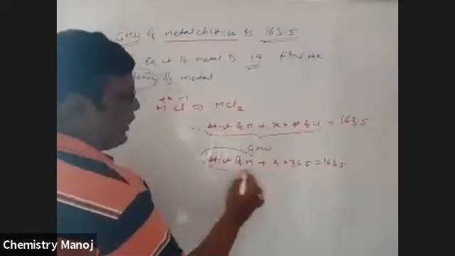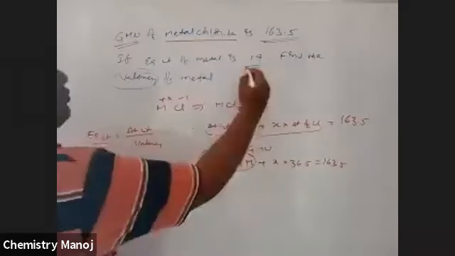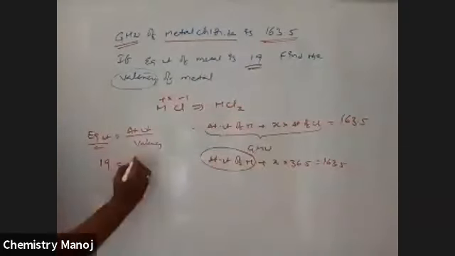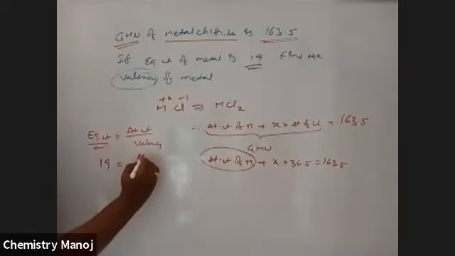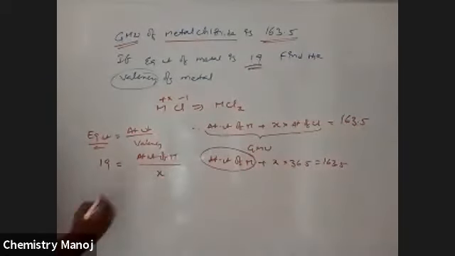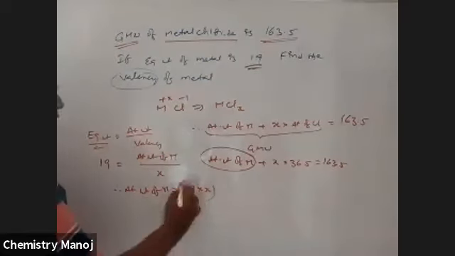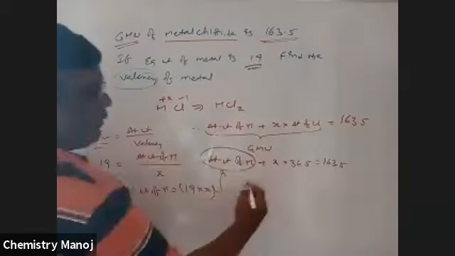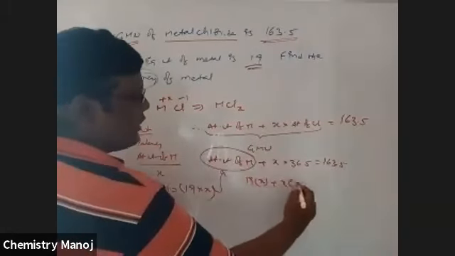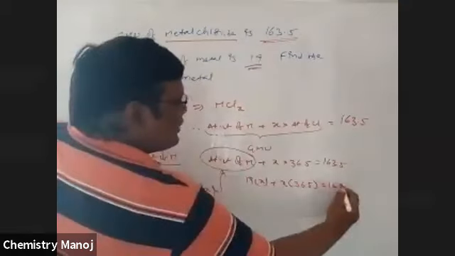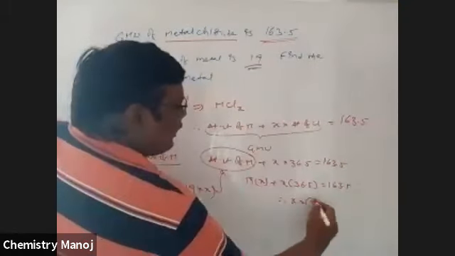But we don't know the atomic weight of the metal. Equivalent weight is equal to atomic weight by valency, because equivalent weight is given to you. Therefore, 19 is equal to atomic weight of metal by valency. We don't know the valency, that is x. Therefore, atomic weight of M is equal to 19 into x. Substitute this value here. Therefore, 19 into x plus x into 36.5 is equal to 163.5. Therefore, x is equal to 3.